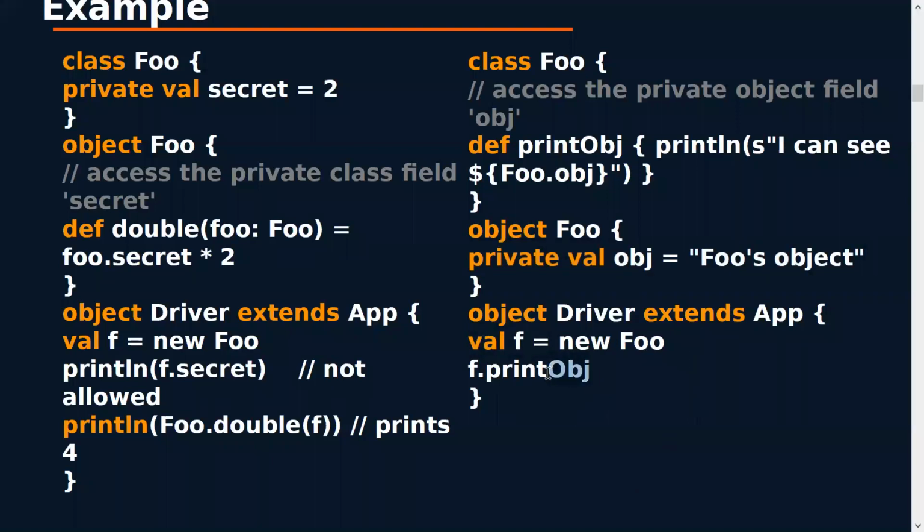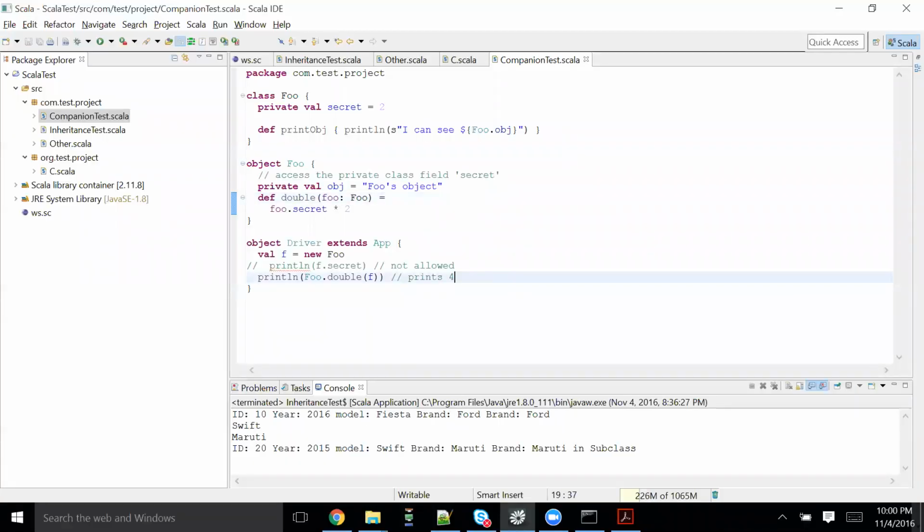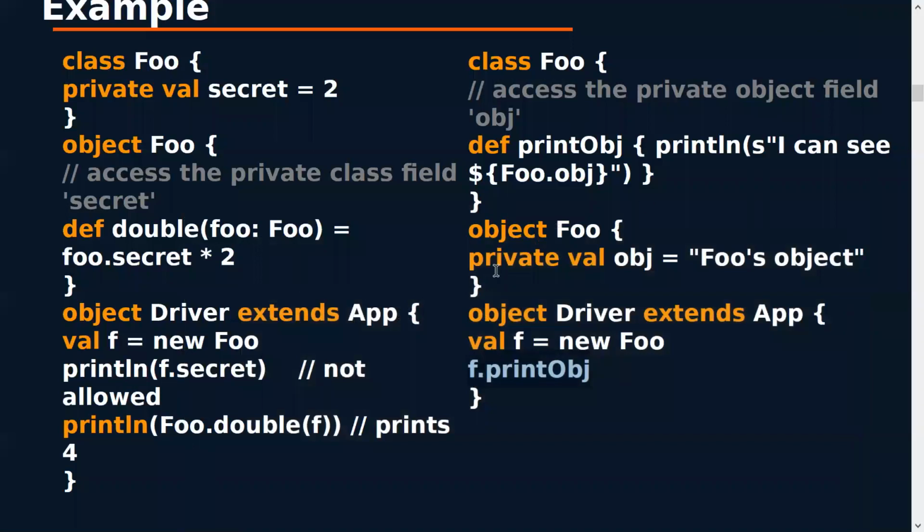So f.printObj is allowed. Just try to see if printObj is accessible. That means that even though this is private, this guy can access that. So those are the two points about a companion object and its companion class.